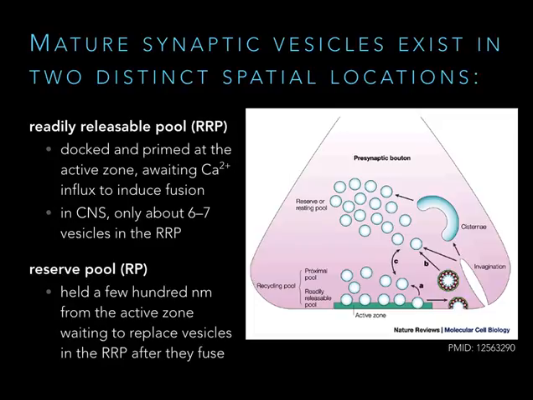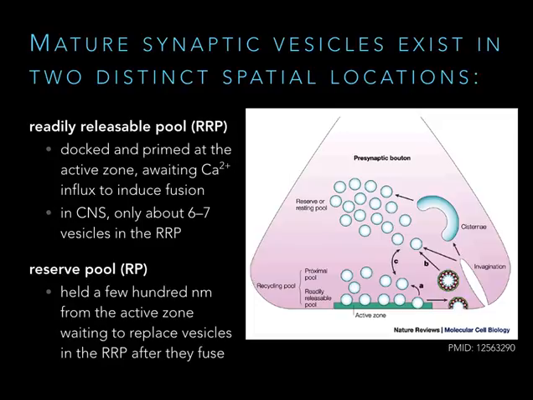The rest of the vesicles are going to be found in the reserve pool. So a few hundred nanometers away from that active zone, we have a big collection of vesicles. They're filled with neurotransmitters. They just haven't made their way down to the active zone yet. So they're just kind of sitting. They're the savings account of the presynaptic terminal. Once we have vesicular fusion and some vesicles are removed from the readily releasable pool, then our vesicles move on down to the active zone.